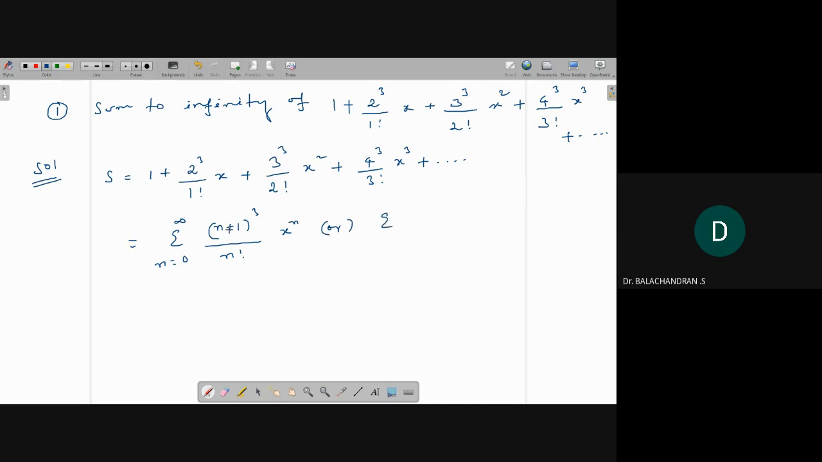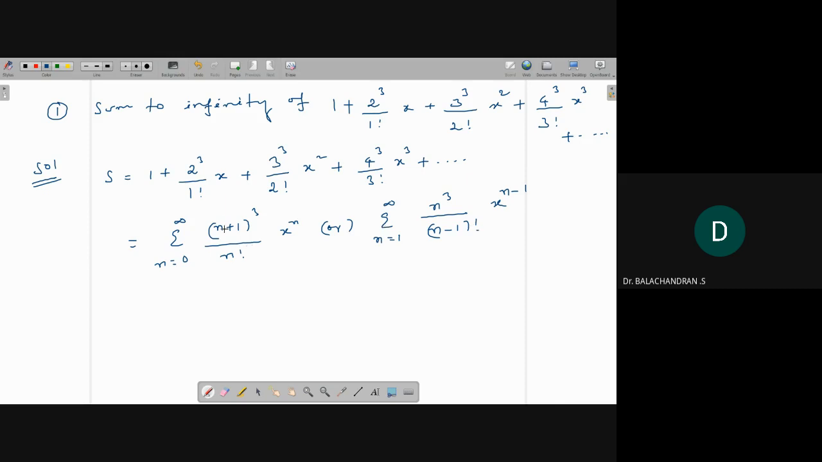Or we can write this one, (n plus 1) whole cube by n factorial. Suppose I want to write n equal to 1 to infinity, then I need to write n cube by (n minus 1) factorial into x power n minus 1. Please check it. If I substitute n equal to 1, 0 factorial is 1, anything power 0 is 1. If n equal to 2, 2 cube divided by (2 minus 1) factorial, which is 1 factorial, into x.